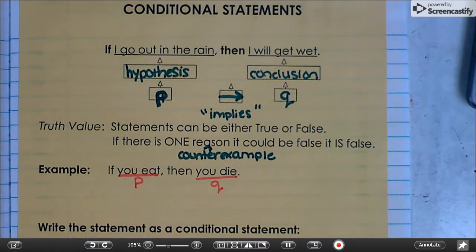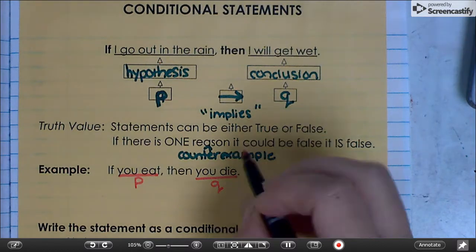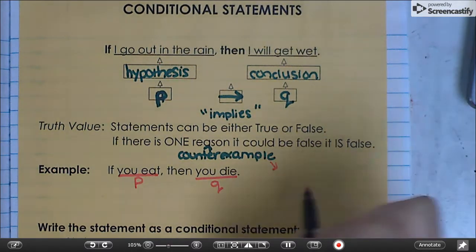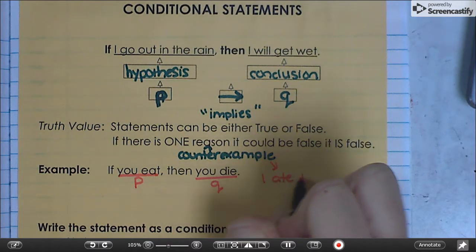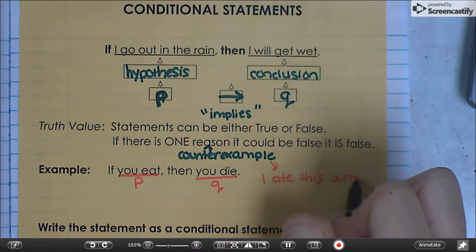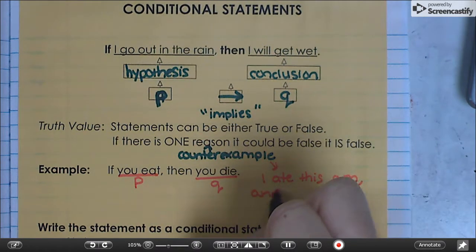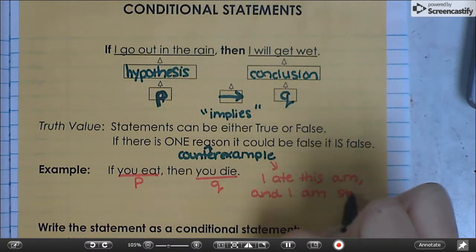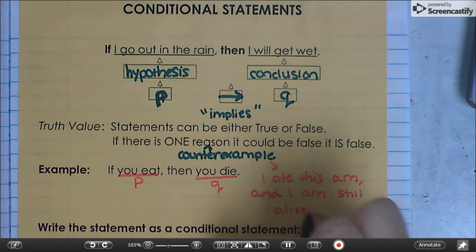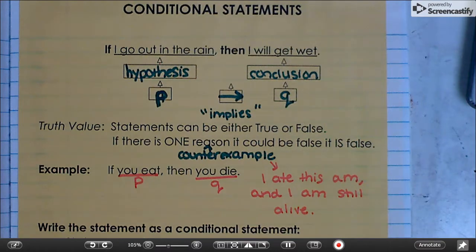Now, we want to decide if this is true or false. So could you eat and then die? Yes, you could choke while you're eating. So that would be true, but if we can find even one reason that it's false, then the whole thing is false. So my reason, my counterexample, would be that I ate this morning and I'm still alive, thankfully. All right, so that's the basics of how it works.